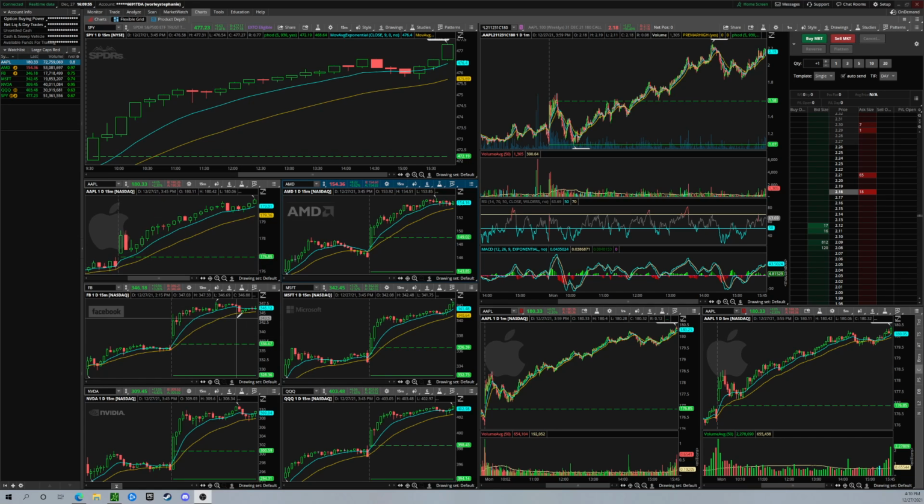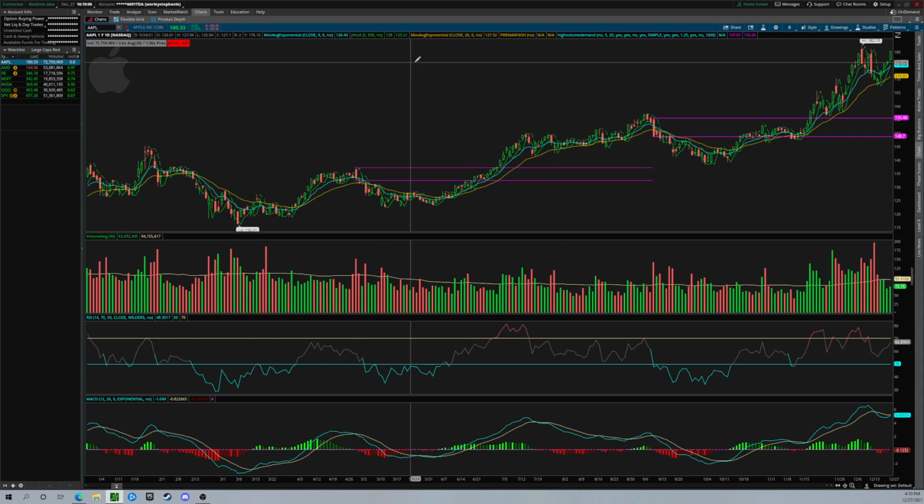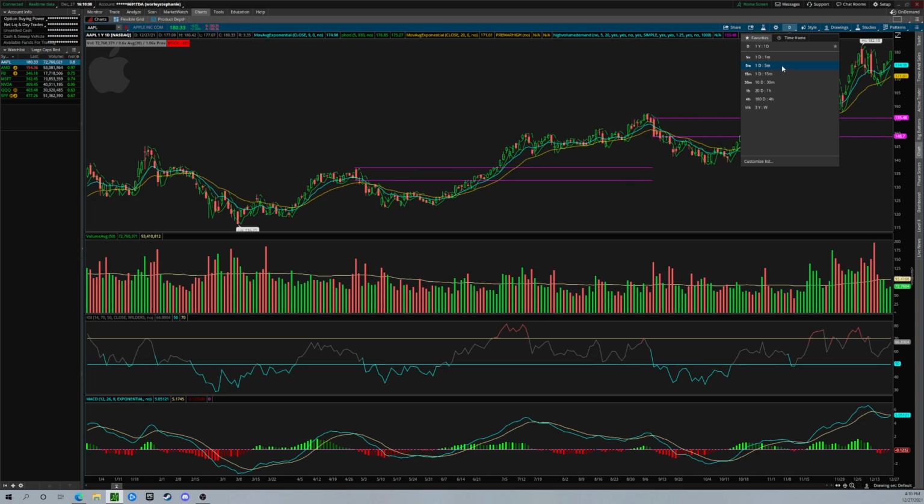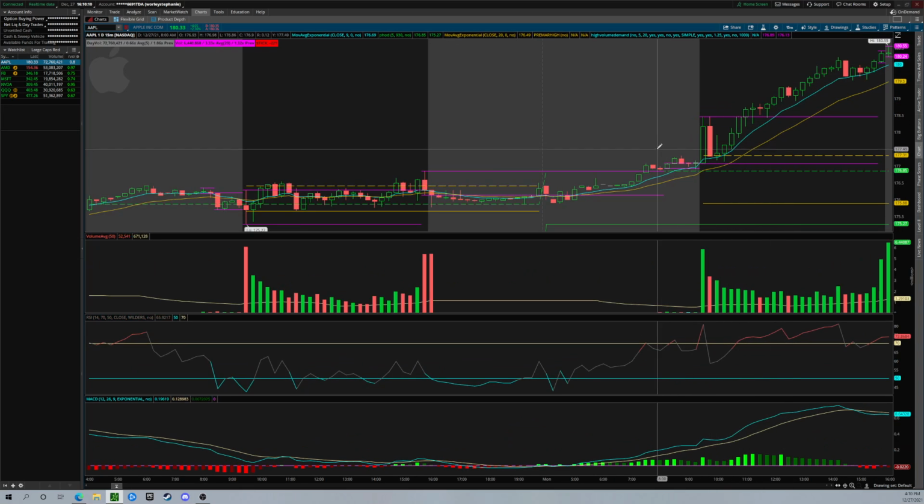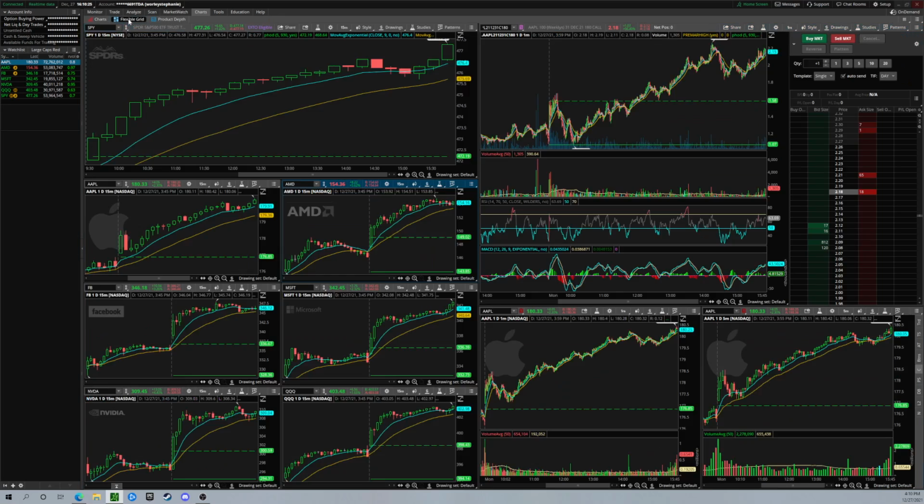As you can see, the only one that even gave you a nice pullback off the rip is Apple. This green line is my previous day's high, so it didn't pull all the way back to previous day's high. But if you look, it pulls back to the pre-market high, which is this yellow line right here. Once it pulled back to the pre-market high, I switched to the 1-minute, and I was going to look for a higher high and a higher low, okay?